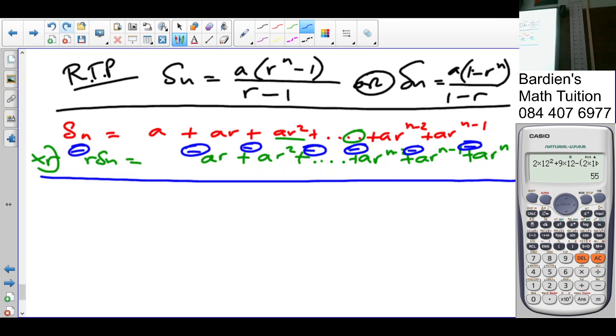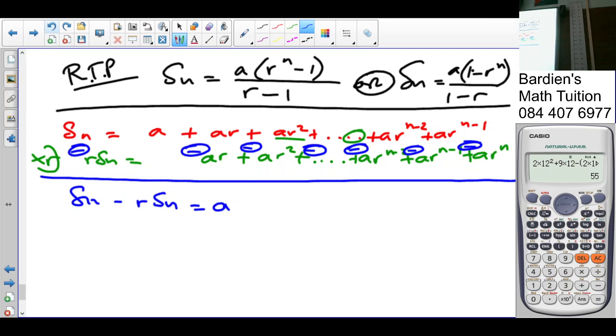So what is Sn minus rSn? Are they like or unlike terms? Unlike. So it's going to be Sn minus rSn. I know some of you want to say "or", no? Don't. Unlike. So is there any like term to a? No. So we just write a then.